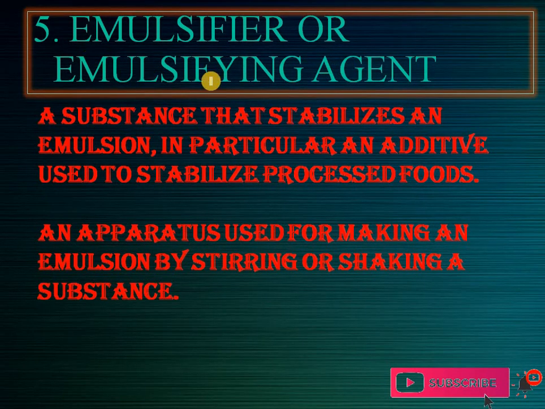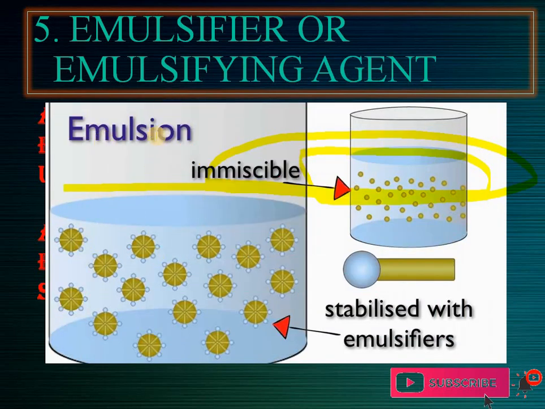Next is the emulsifier, or emulsifying agent. It is a substance that stabilizes an emulsion, an additive used to stabilize things, especially in processed food. So I can say an emulsifier is a substance which stabilizes the emulsion, basically used in the processed food which we buy from the market, that is, packed food materials. An emulsion can be stabilized by the addition of an emulsifying agent. So this is the emulsion, and by addition of a stabilizer we get this type of stability in an emulsion.